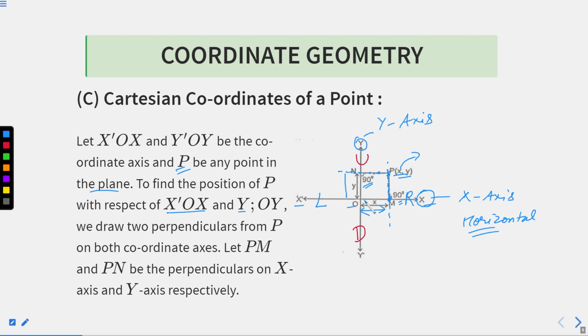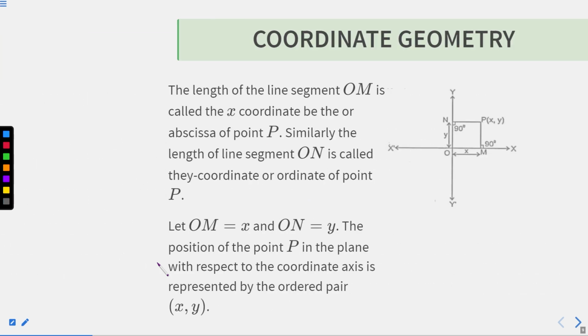So if one moves x distance to the right and then moves upward y distance, one can reach the point P. Similarly, if one moves upward y distance, and then moves to the right x distance, then we can reach the P point. So in two ways one can easily get to the point P. Clear? Now let's move further.